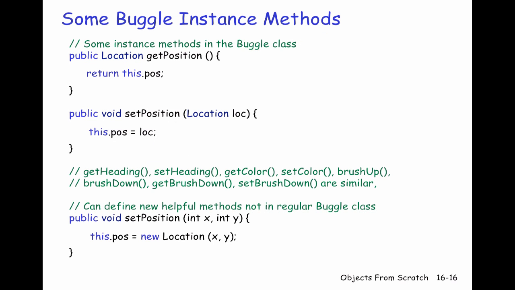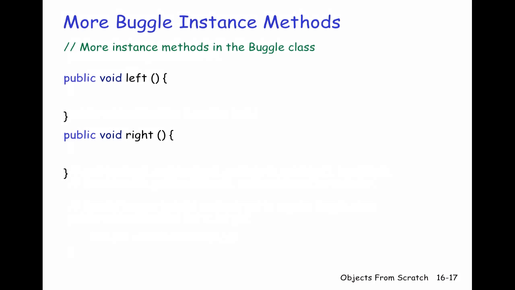That completes the definition of our first three Buggle instance methods on slide 16. Let's move on to slide 17, where we consider the left and right instance methods. Now, one way to implement a method like left would be to use conditionals.